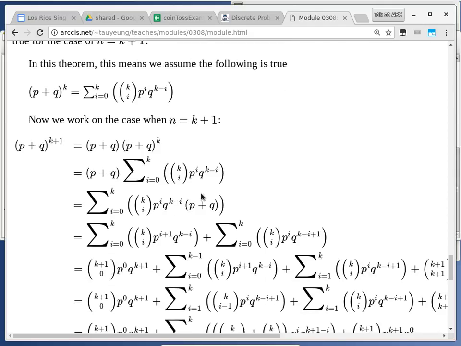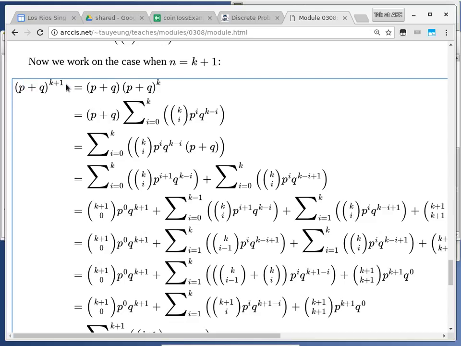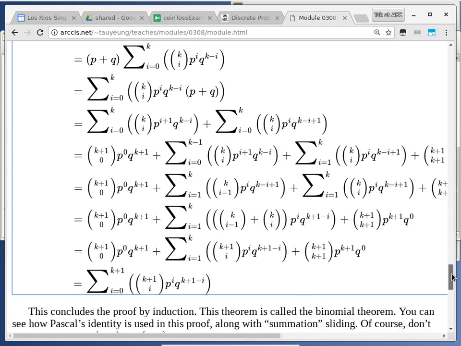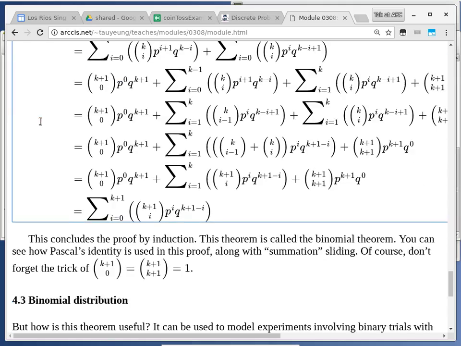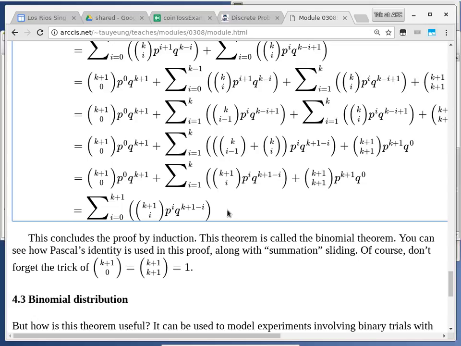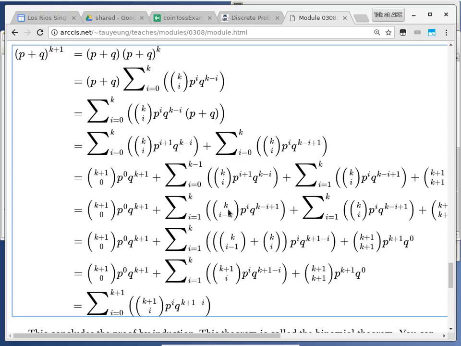So now the question is, if I want to prove n equals k plus 1, can I start with this and end with this? That is the question. All the steps in between are part of the proof. But that's where you start. This is where you start. This is where you want to end up. And one of the steps probably has to involve the assumption. So can someone point out where I use the assumption?